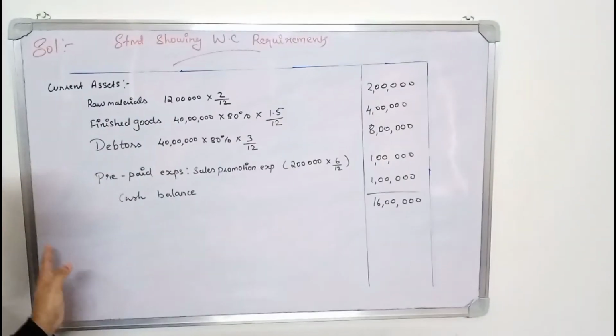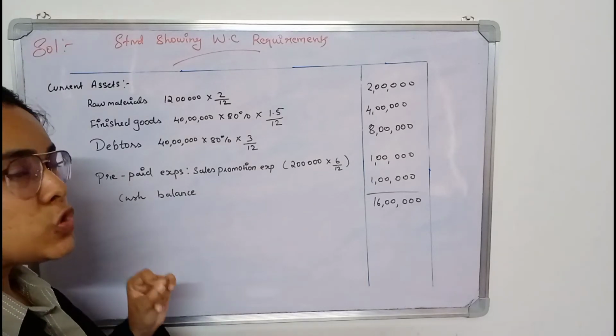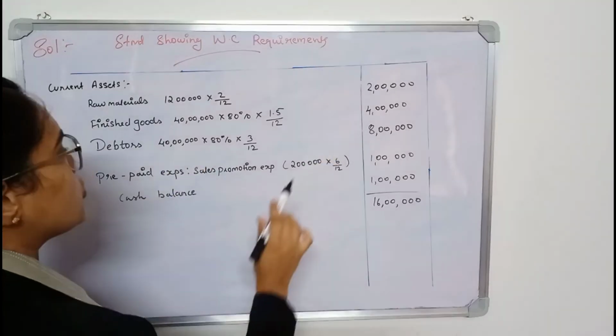So here we have the current assets. Raw materials: it was given as 12 lakh and it was kept in stock for 2 months. So 12 lakh into 2 by 12 will give you 2 lakh rupees.